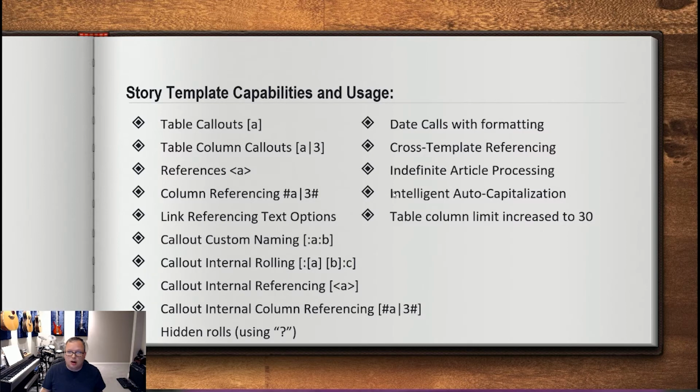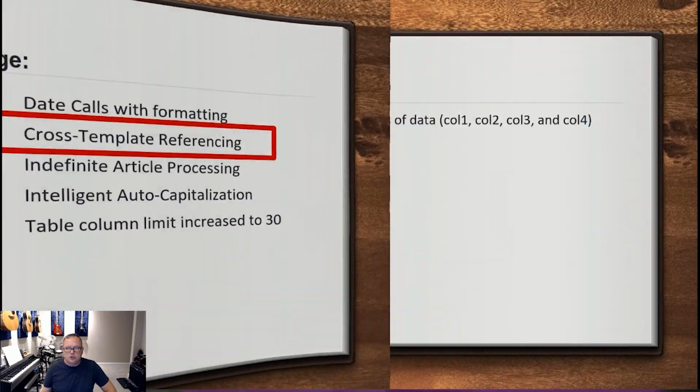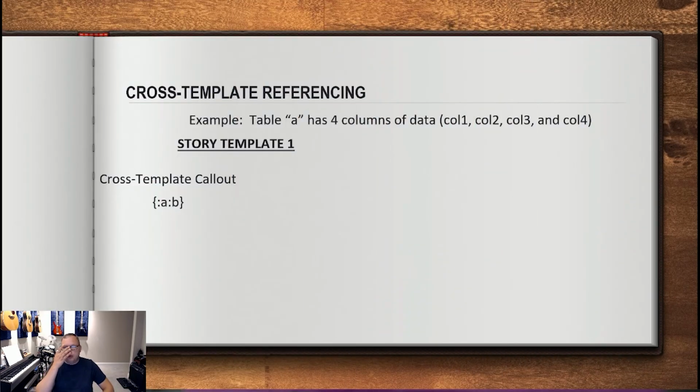Let's go back to our PowerPoint. Cross-template referencing. This is the most powerful thing that we have now that we can use, and I'll show you why. All right, so once again, we're going back to our example table A with 4 columns of data, and 1 story template over here.